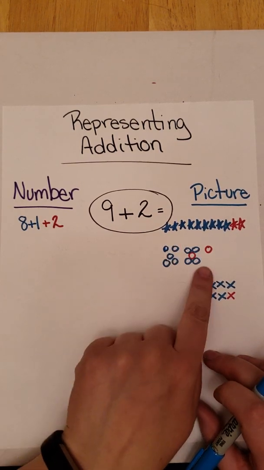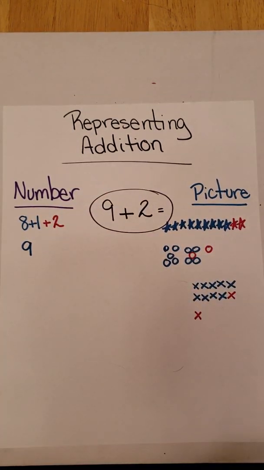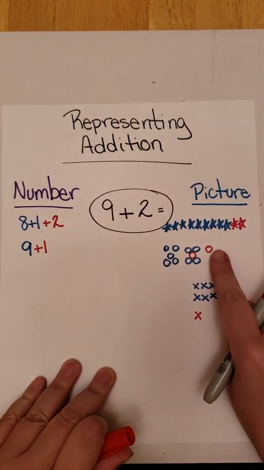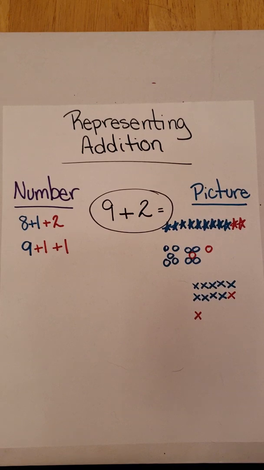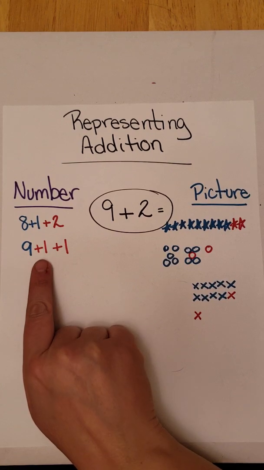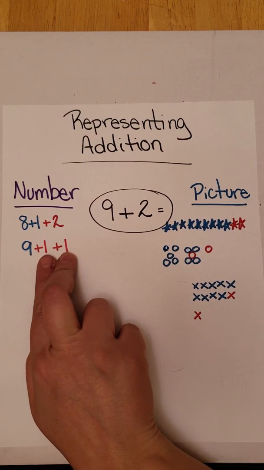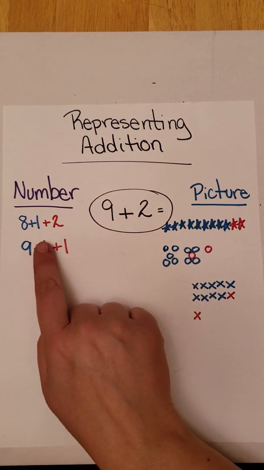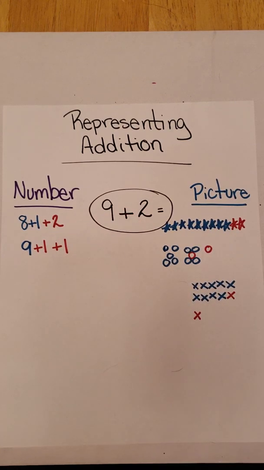I'm going to look at what I did over here. I had 9, and I added 1 red circle into my 9. Then I added 1 more red circle over there. Let's see what we have here. I have 9, and then I have plus 1, plus 1. If I put plus 1 and plus 1 together, 1 plus 1 is 2. I would have plus 2. So 9 plus 1 plus 1 and 9 plus 2 are representing the same amount. Interesting.